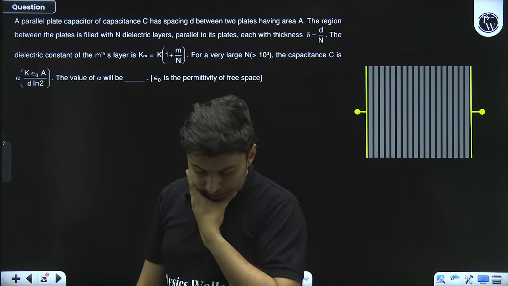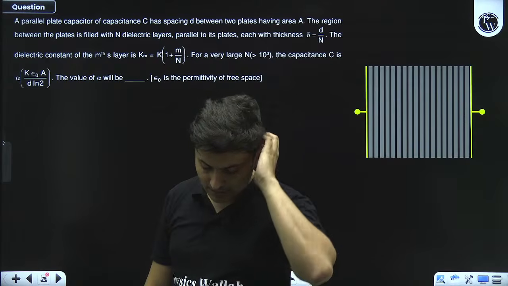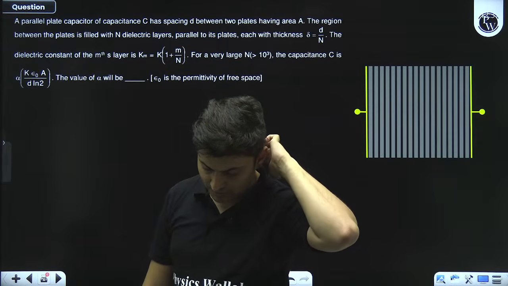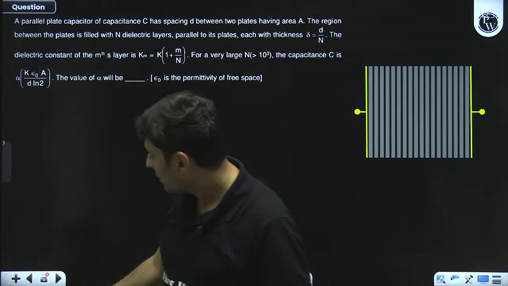Sir, when dielectric layers are placed parallel to the plates, they act like capacitors connected in series. Yes, Lewis Hamilton, correct. Yep.